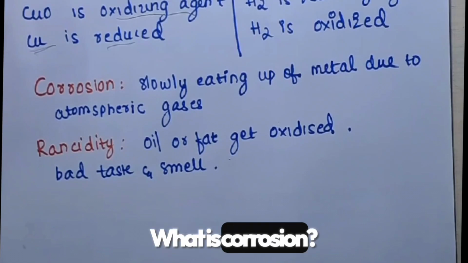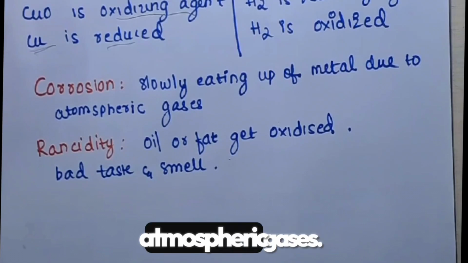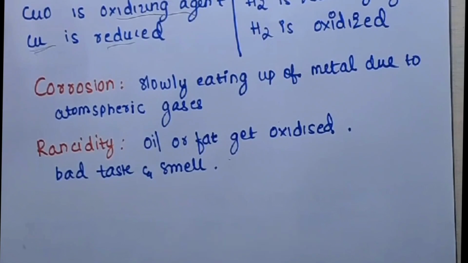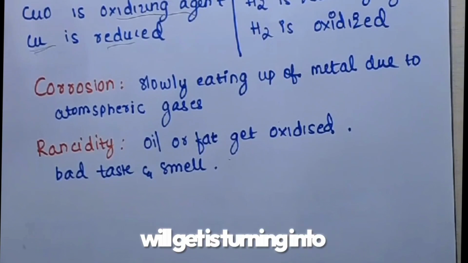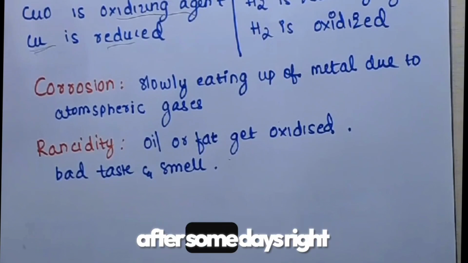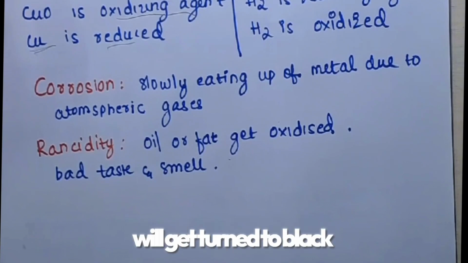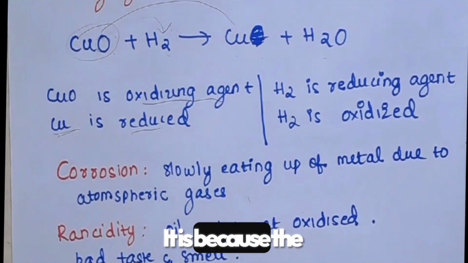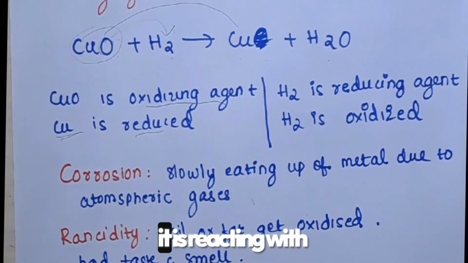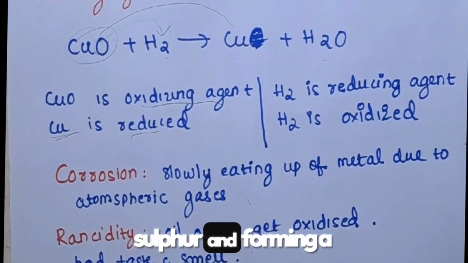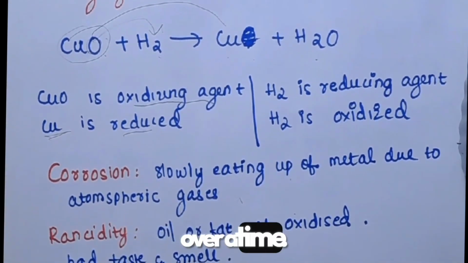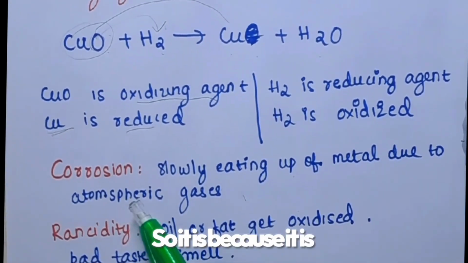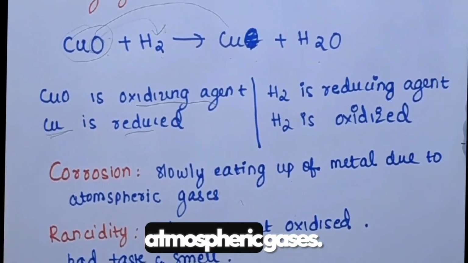Okay, next, corrosion. What is corrosion? Slow eating up of metal due to atmospheric gases. I'll give an example. See, anklets on girls' legs turn black after some days, right? It is because the anklet is silver. It is reacting with sulfur and forming a new compound. And iron will get rusted over time. It's because it is reacting with the atmospheric gases.